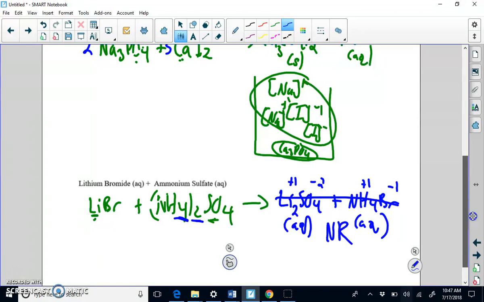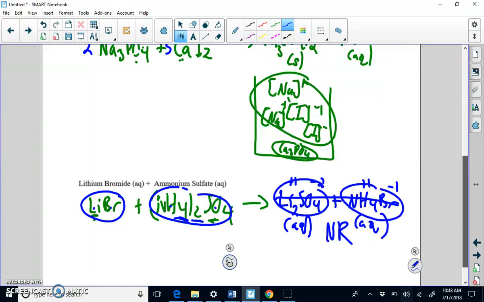No reaction. And if you think about it, why this doesn't occur is that in the beginning, this is dissolved in water, and this is dissolved in water. So in the beaker, you have some Li ions, some Br ions, some NH4 ions, and some SO4 ions, and then you mix them together, and these also dissolve in water, right? So you still have Li ions, SO4 ions, NH4 ions, Br ions. And so you don't get anything different. So the reaction doesn't occur.